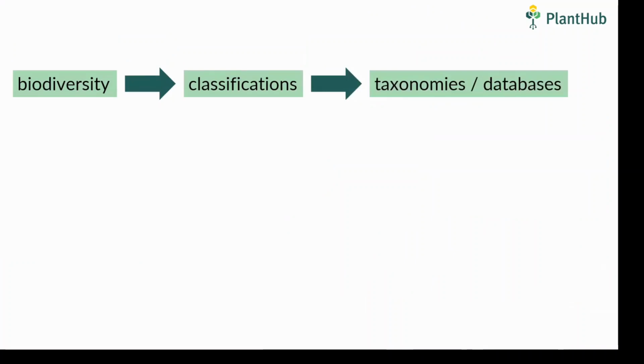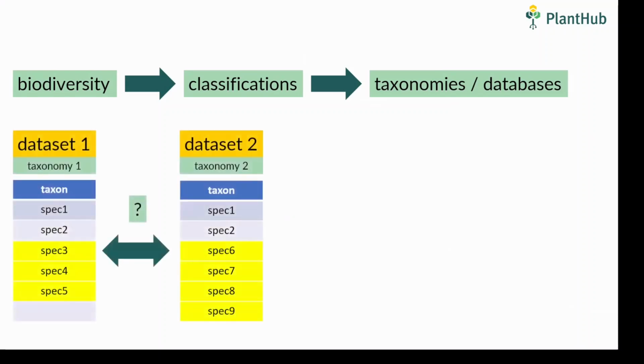So at the end, they kind of relate to taxonomies, so ways to sort and order different species that exist on Earth. And the problem that we can come to is that when we have different data sets from different people, these people have used different taxonomies, so different ways of classifying the same species.